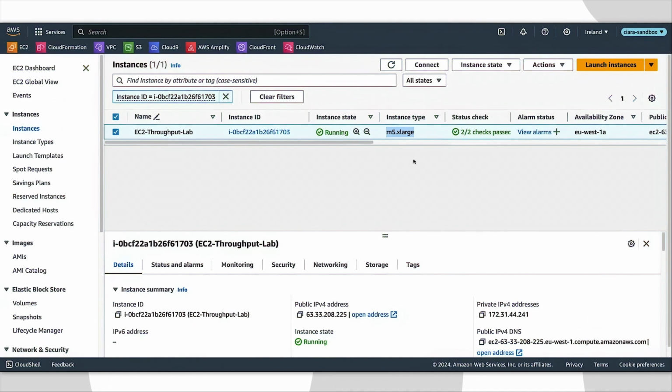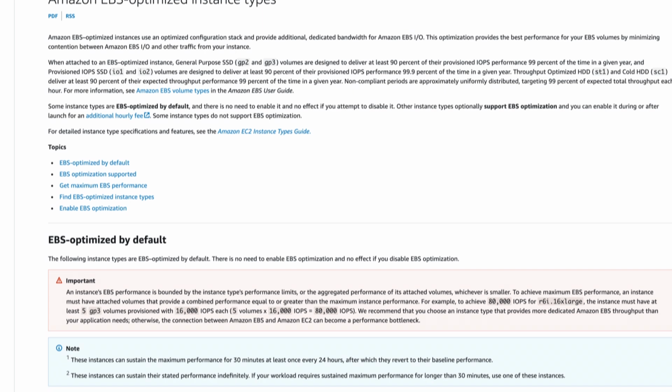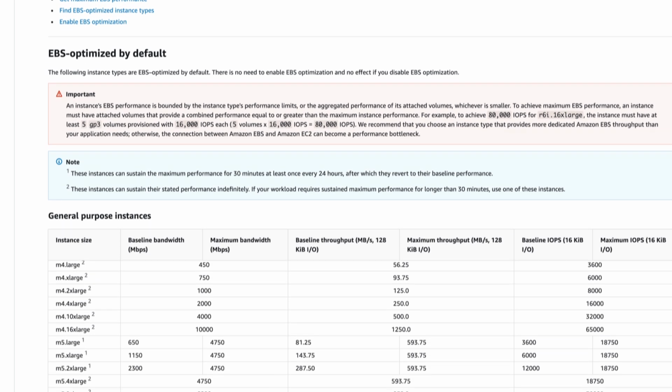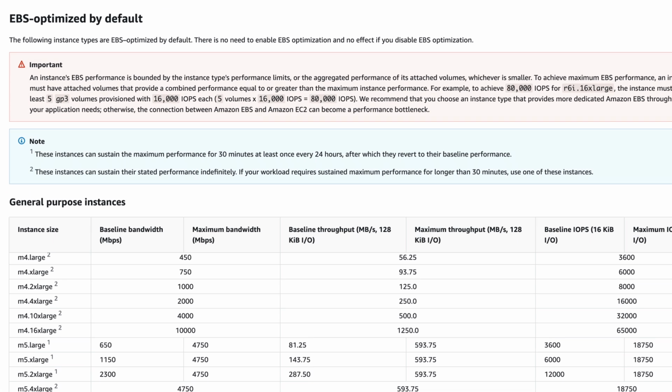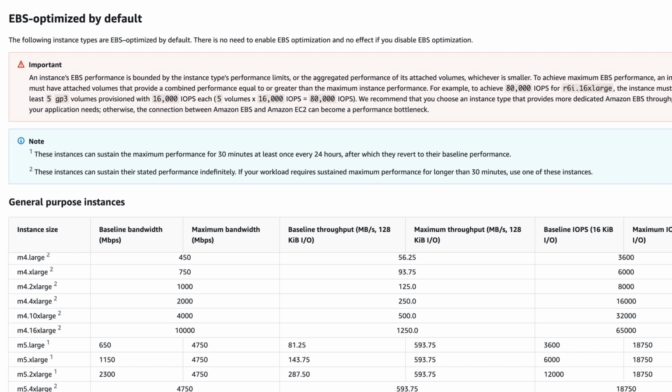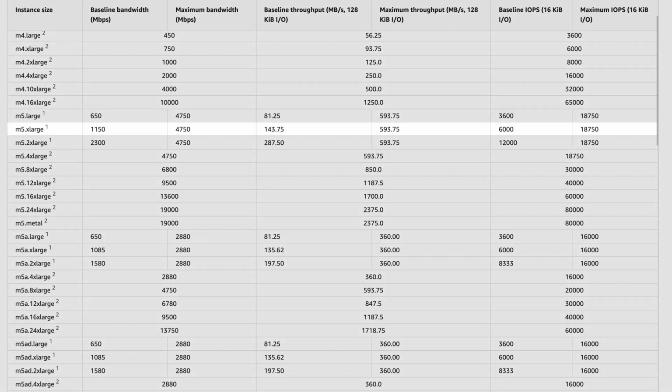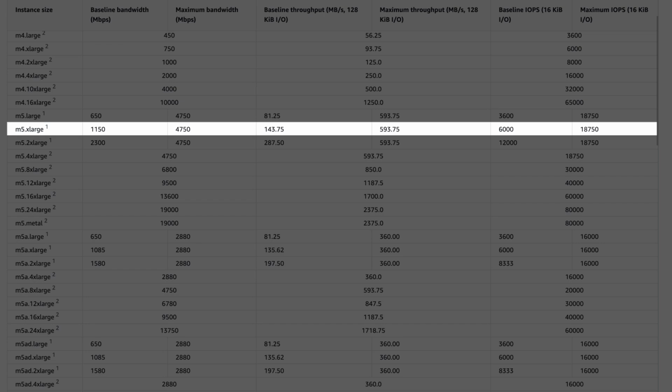at the throughput level. So if we open up the EBS documentation related to this, it will explain what's going on here. With this M5 xlarge, as we see with this note, this is actually the behavior of what we're seeing. This M5 xlarge instance can sustain its maximum throughput performance for 30 minutes once every day. After it uses this 30 minutes of throughput burst, it will then be limited to its baseline performance. We can see that in terms of throughput, it has a baseline of 143 megabytes and a maximum of 593. So this is the behavior that we're seeing with this volume.